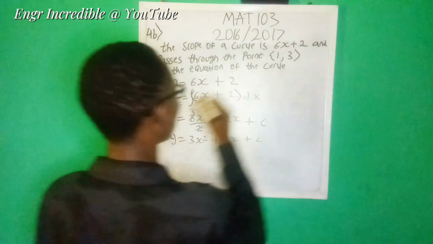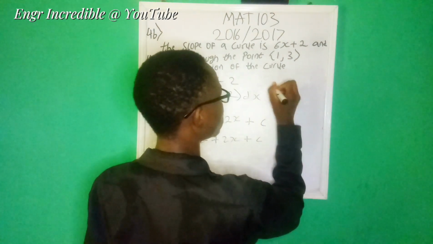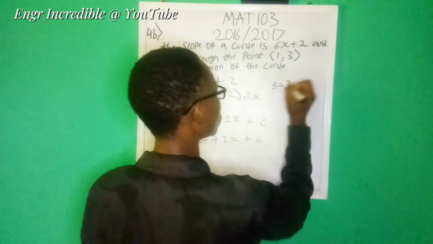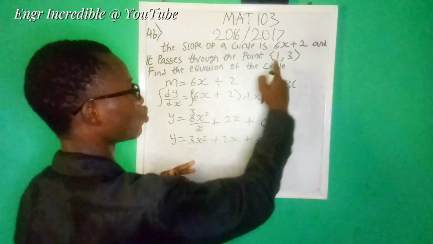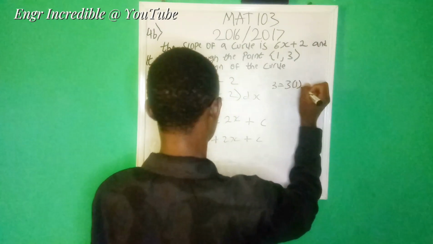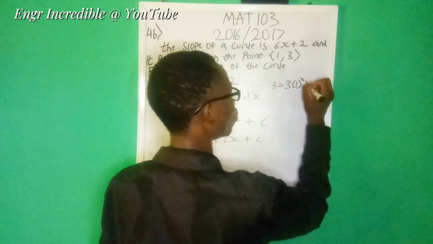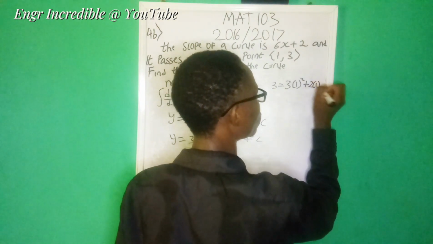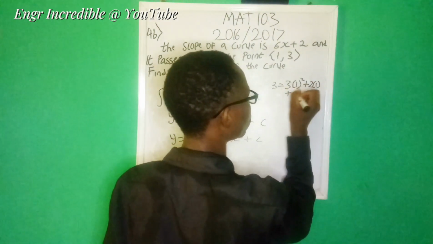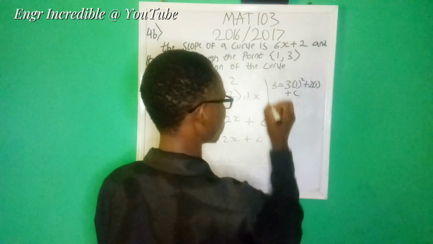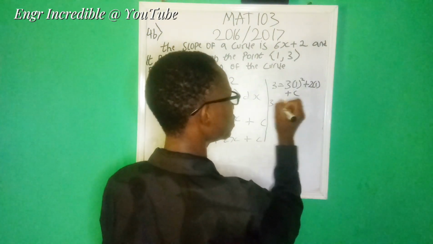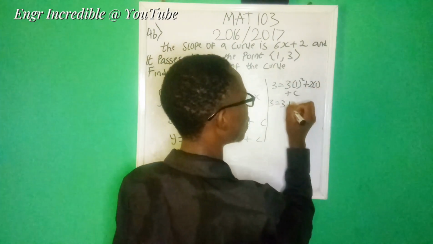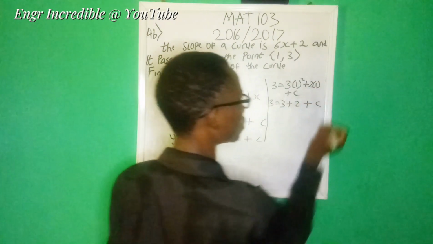We have y, our y is equal to 3, right? 3 is equal to 3 open bracket, our x is equal to 1, 3 times 1 squared plus 2 times 1 plus c. So that means our 3 is equal to 3 times 1 squared, which is 3, plus 2 times 1, which is 2, plus c.